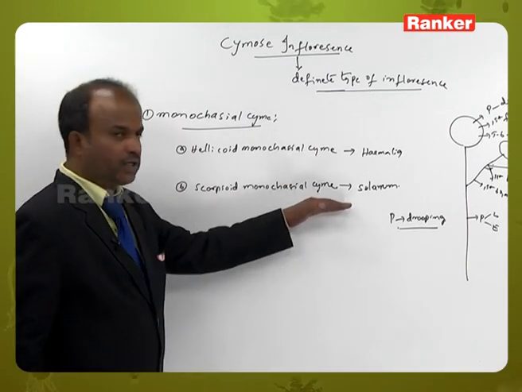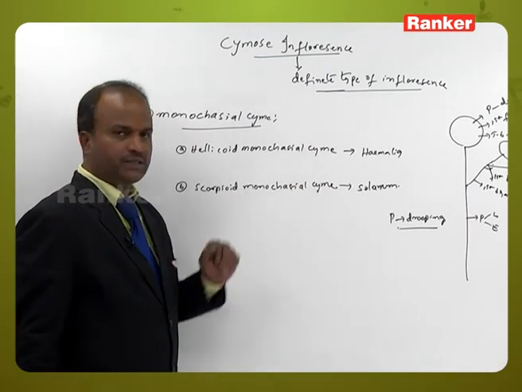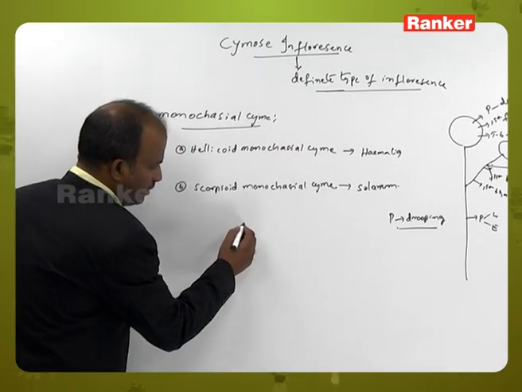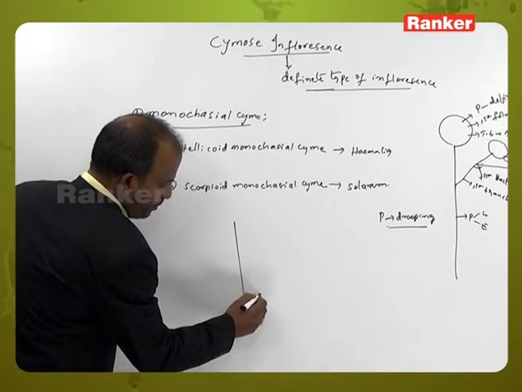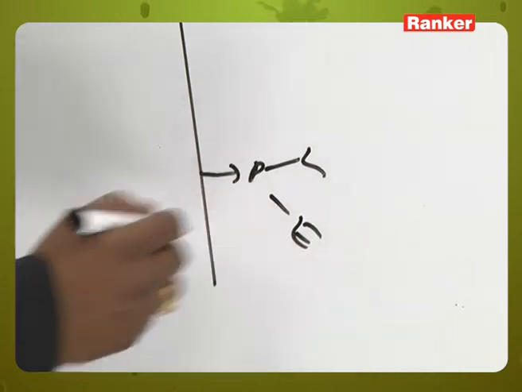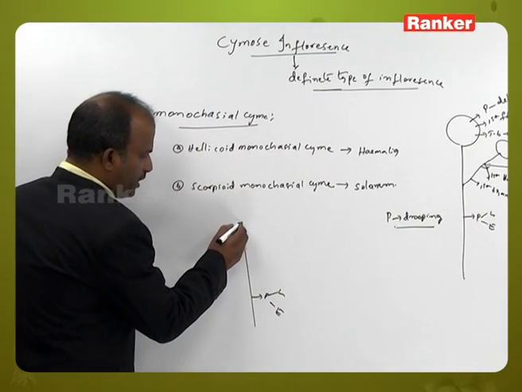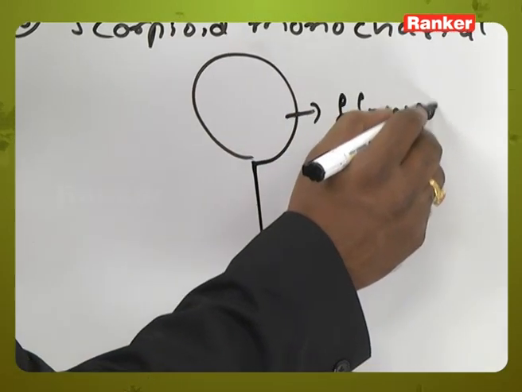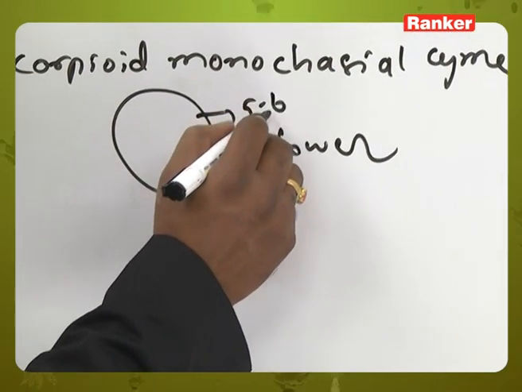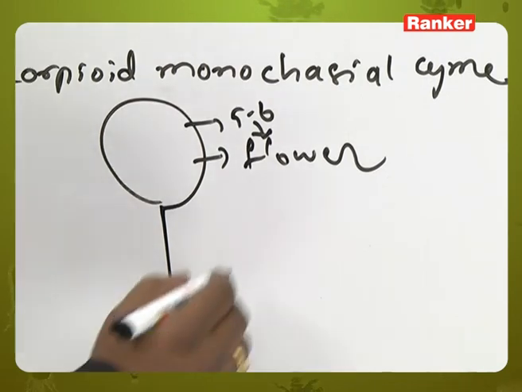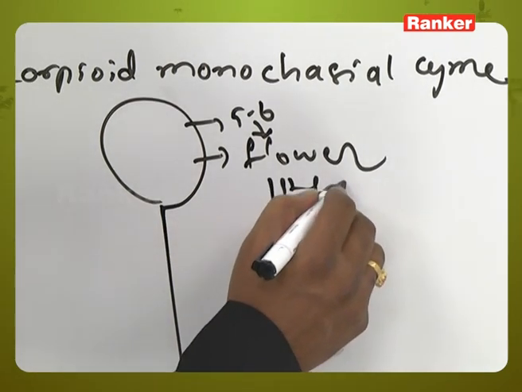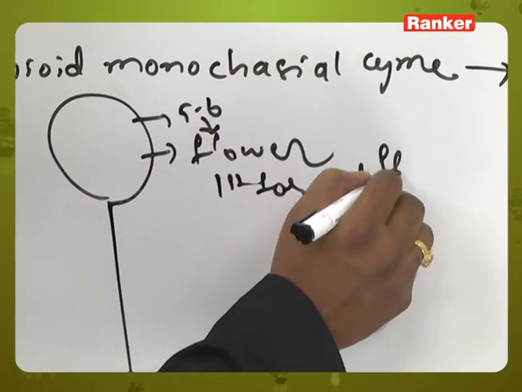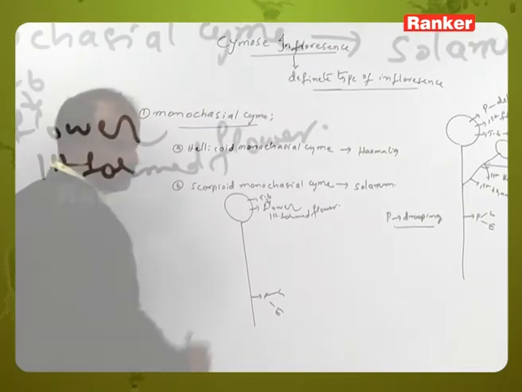Next goes to monochasial scorpioid cyme. In this what happens means, this is the peduncle. The peduncle is long and elongated. The terminal bud of the peduncle terminates into a flower. This is the first formed flower.